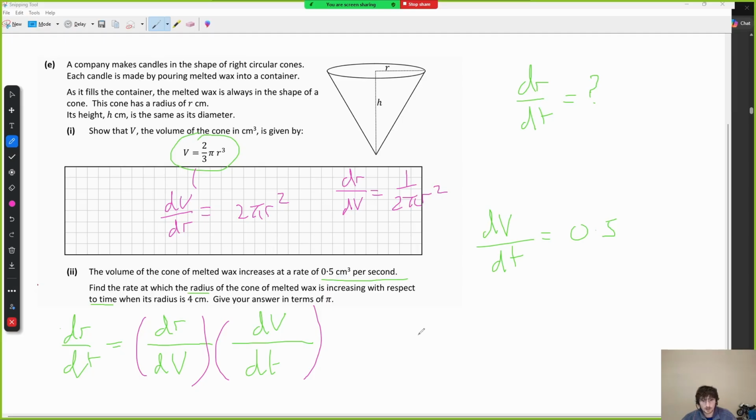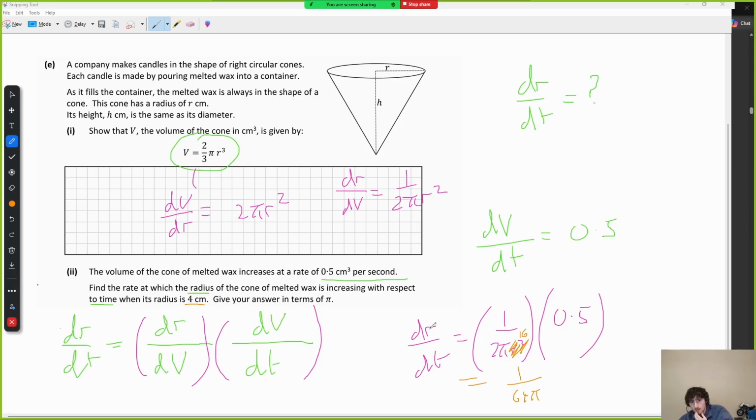So then subbing in here, dr/dt will equal the two brackets, dr/dV, the thing we just got there, 1 over 2 pi r squared, and then it's multiplied by dV/dt, which is 0.5. And then we were told to get this when the radius is 4. So that's the number 16. You'd show that in another line though. And then give your answer in terms of pi. Fantastic. That's the way to give it. So then this here is 1 over 2 times 16. So that's 1 over 32. And this is 0.5, which is a half. So this is 1 over 64 pi.